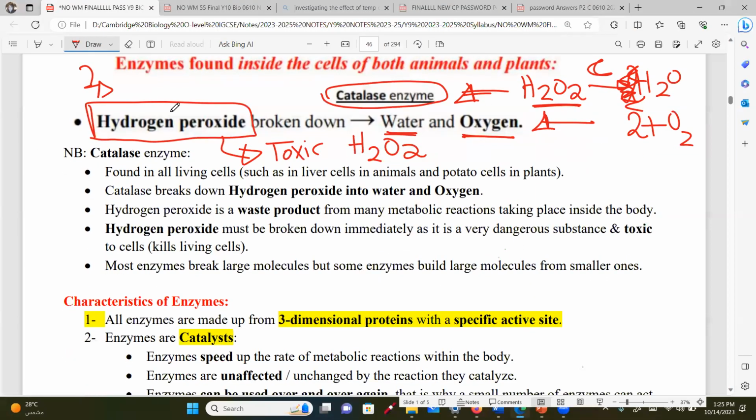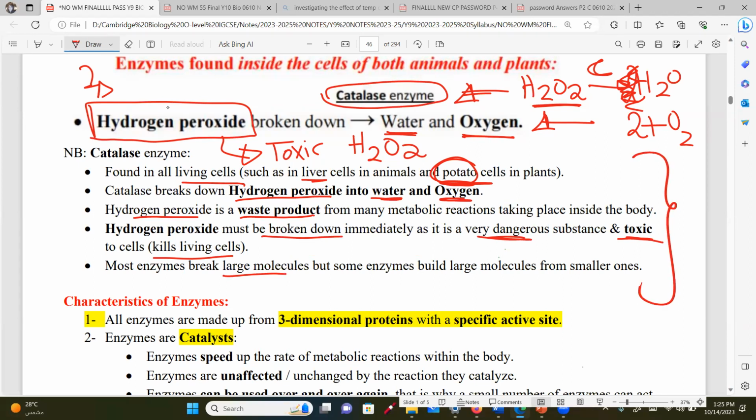So, catalase enzyme, let's read it together: found in all living cells such as liver cells and potato cells, because we always use potatoes in our experiments. Catalase breaks down the hydrogen peroxide into water and oxygen. Hydrogen peroxide is a waste product from many reactions taking place inside the body, and it must be broken down because it's very dangerous and very toxic. It kills your living cells. Most enzymes break large molecules, but some enzymes build large molecules from smaller ones.